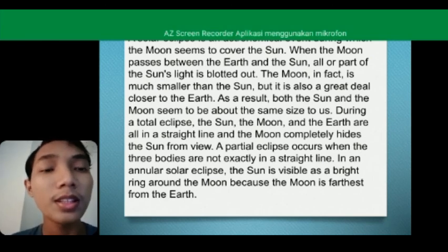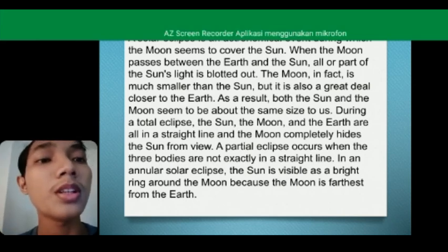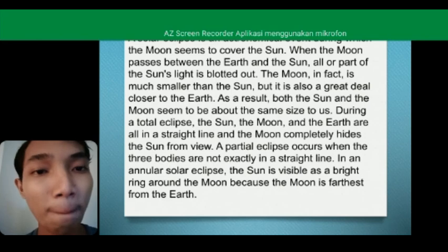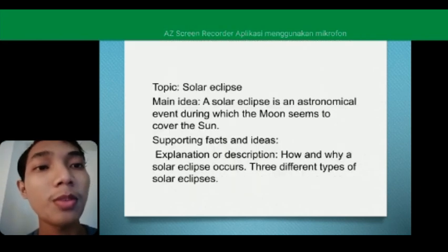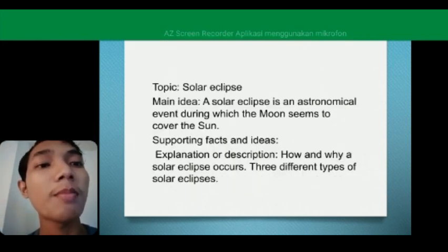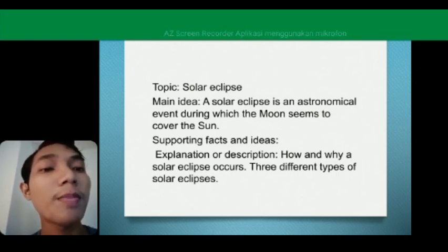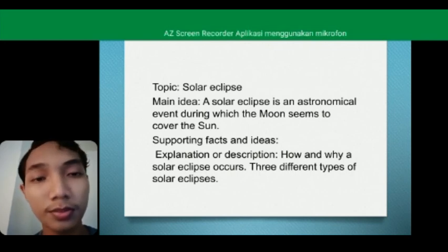You can see this example in slide number 4. So I will give you time to take a look at this. To the point, topic: solar eclipse. Main idea: a solar eclipse is an astronomical event during which the moon seems to cover the sun. So we can see the phrase seems to. And last, explanation or description: how and why a solar eclipse occurs, and three different types of solar eclipse.